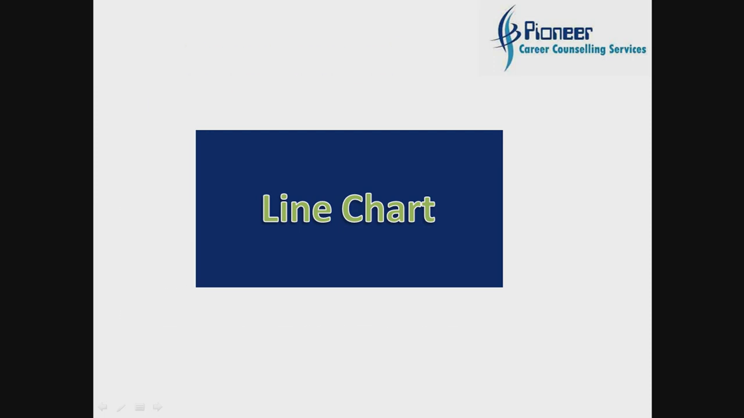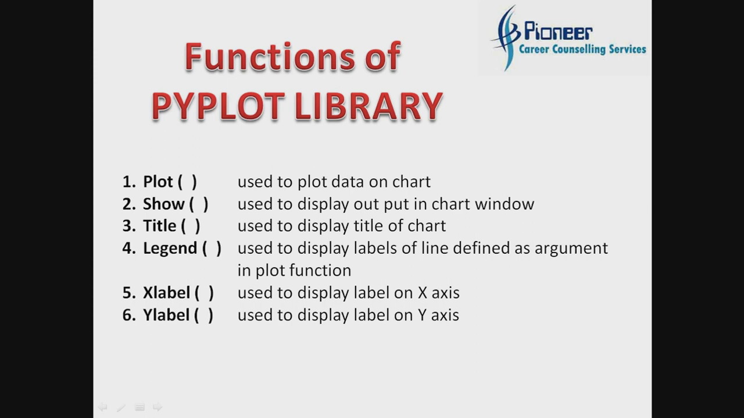Let's see what functions we can use to draw the line chart from the PyPlot library. These are the functions of the PyPlot library, and the first function is the plot function. The plot function is used to plot data on a chart. Second is the show function, which is used to display output in a chart window. To display output in text form we use the print method. Similarly, to display the chart we have to use the show method.